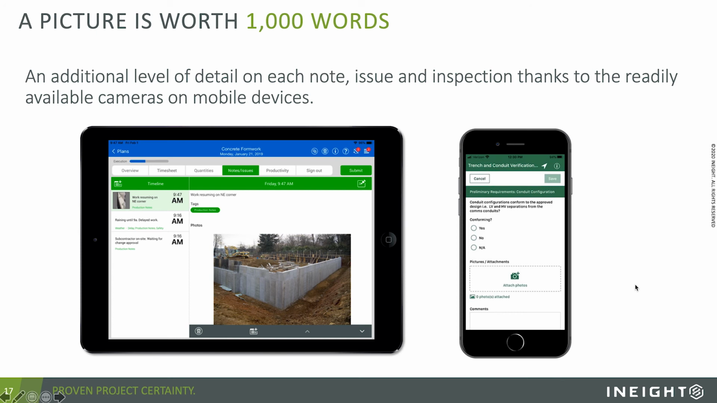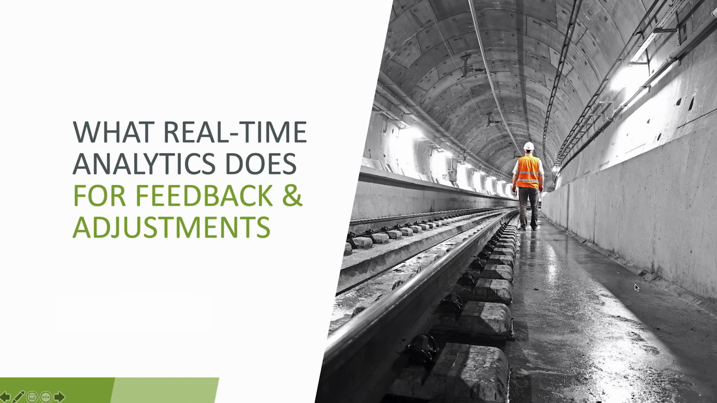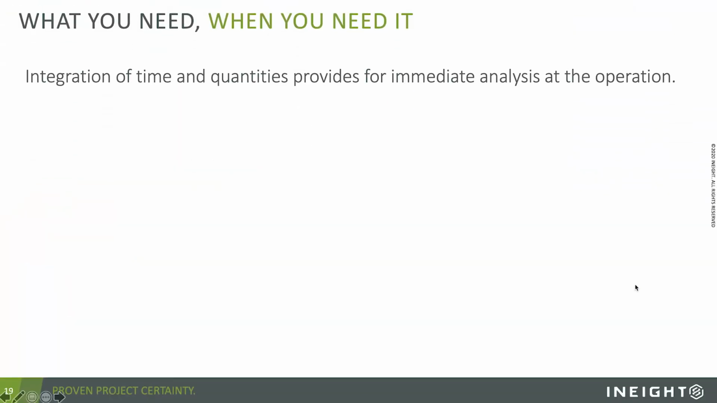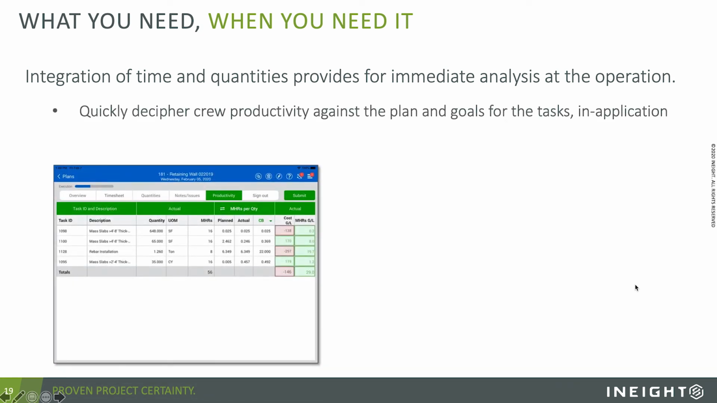Now, all of this is only as good as what you can do with it. All of this data is only as good as the feedback and the adjustments that you get from it. And that's where real-time analytics come into play. When you integrate things like the quantities and the time into a single application, you get what you need when you need it. Like crew productivity against the goals for those tasks that week. They happen in application. You know exactly when you submit your information whether you finished on time or on budget.